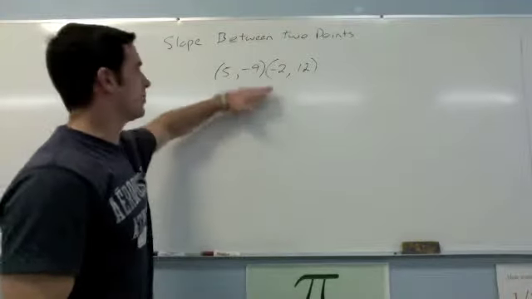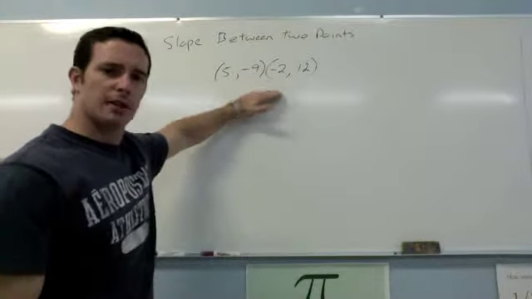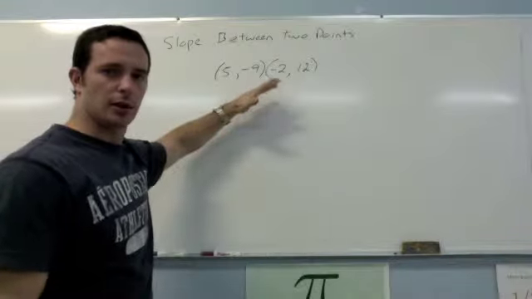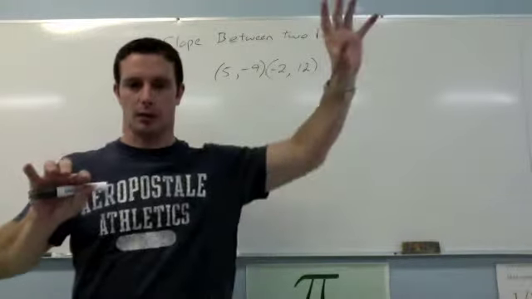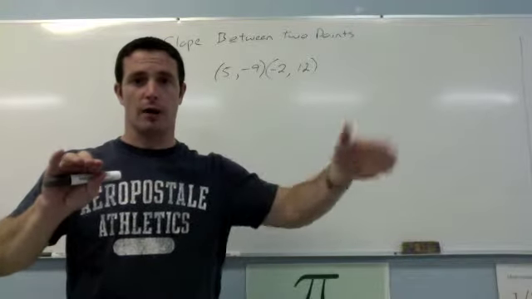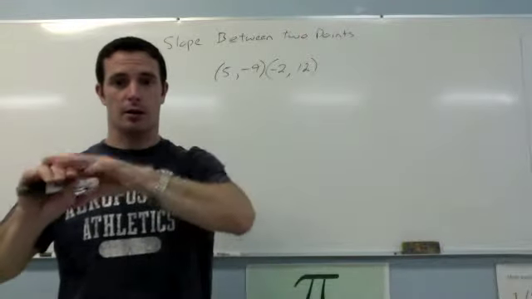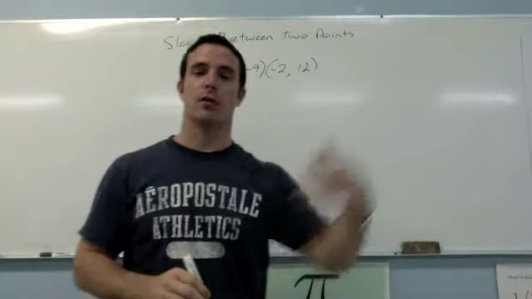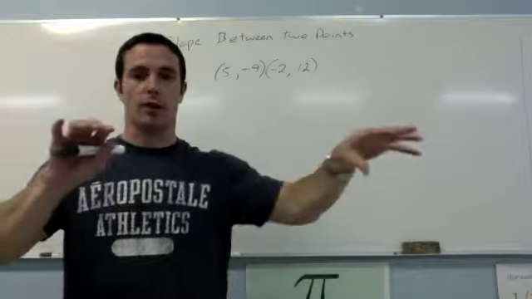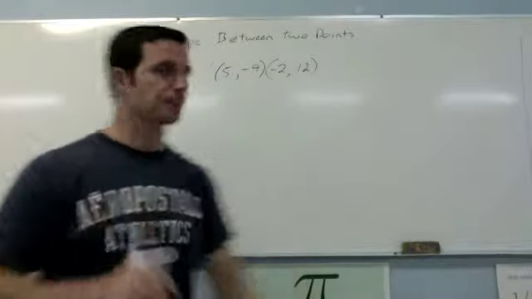If I have these 2 points here, to find the slope between the 2 points, what you're really looking for is, if I'm at one point, how do I get to the other point? How far over do I go? How far up do I go to get from here to here? That's what you're looking for when you're looking for slope. You're looking for the rise and the run. How far over, how far up or down.